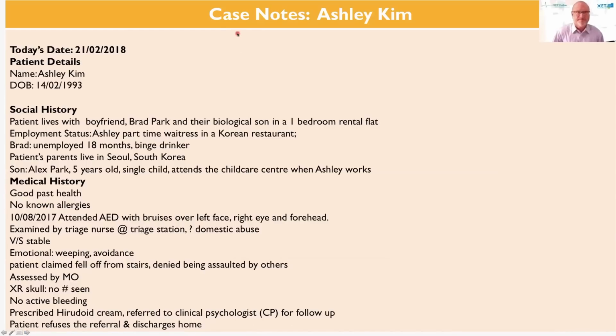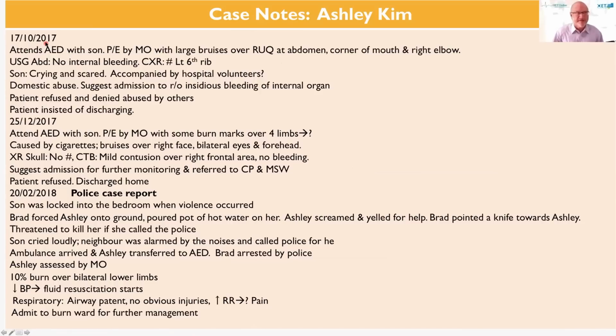Let's continue. Okay, the second visit. About 2 months later, again, attends the emergency department with son. There's an examination by the medical officer which revealed large bruises over the right upper quadrant of the abdomen, corner of mouth, and right elbow. There was an ultrasound of the abdomen, no internal bleeding. However, a chest X-ray revealed a fracture to the left sixth rib.